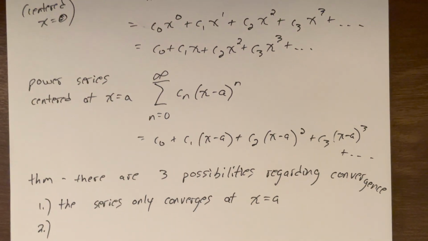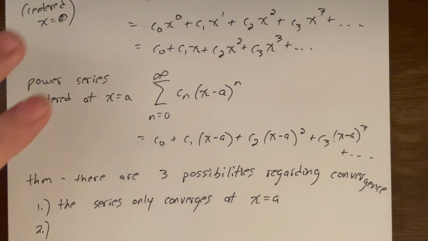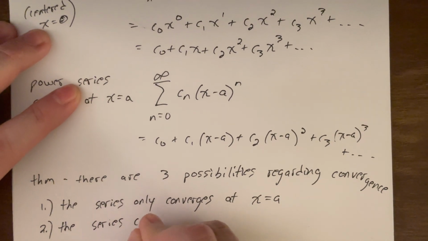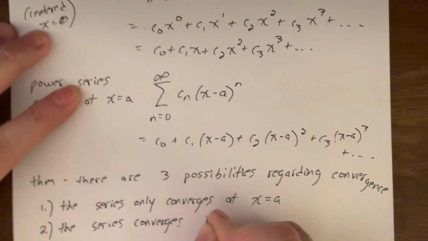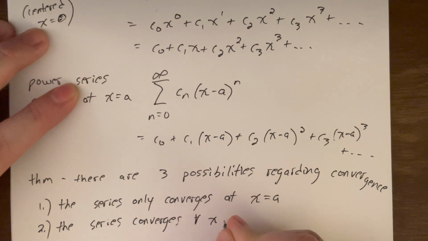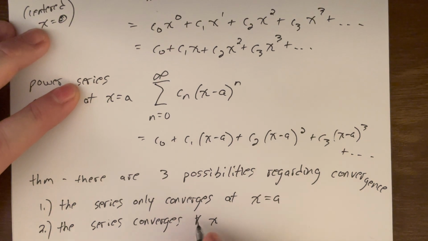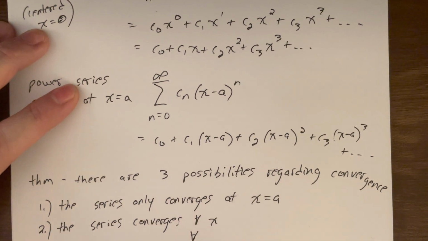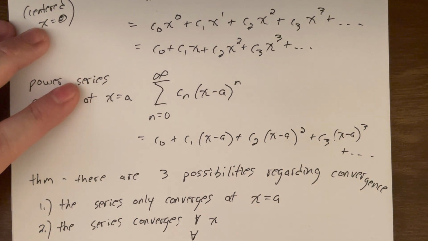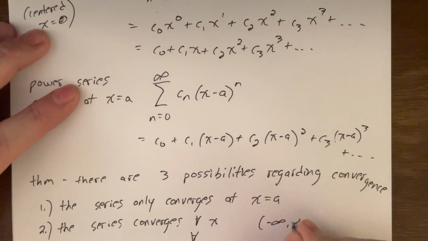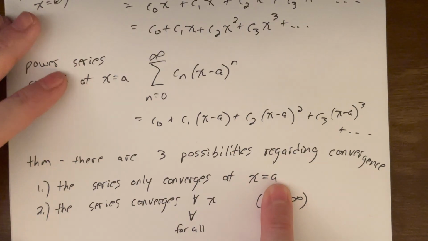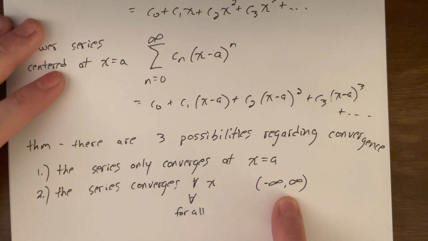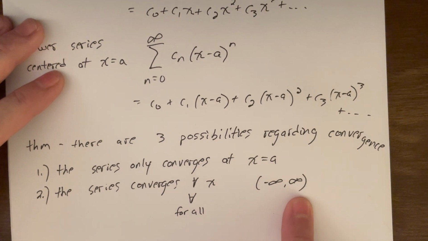Possibility number 2, the series converges for all x. That would literally be, again, there's that upside down A again. That again stands for all. It converges for all x. We would converge here, just one single x value we converge. Here it would converge for every value for x, from negative infinity to positive infinity.